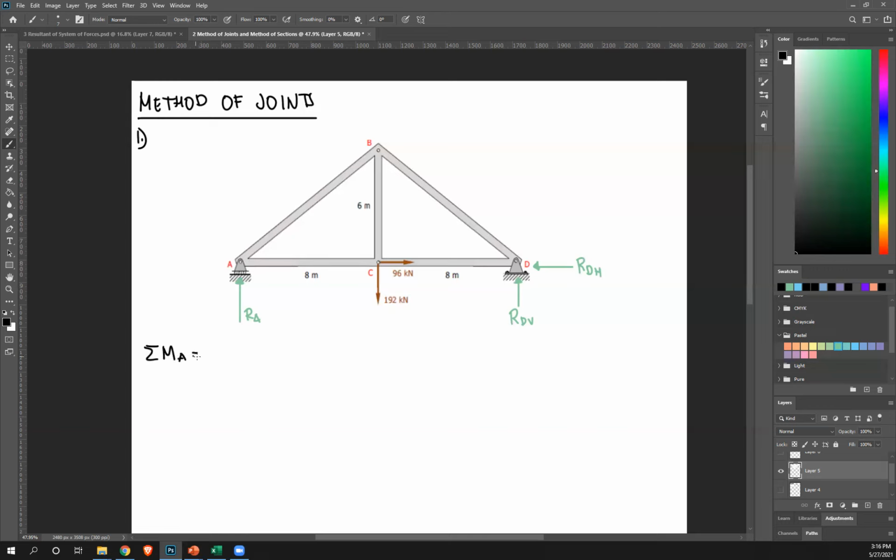Okay, so summation of moment at A equals 0. RA passes through A. Recall, whenever a force passes through the moment center or the point in question, it doesn't create moment. So moment is 0, so just ignore that. Next, we have 192. Next, figure out if it's clockwise or counterclockwise.